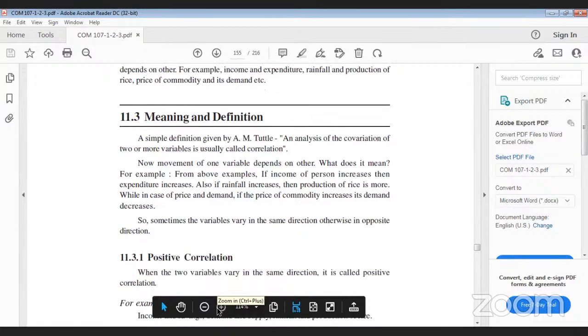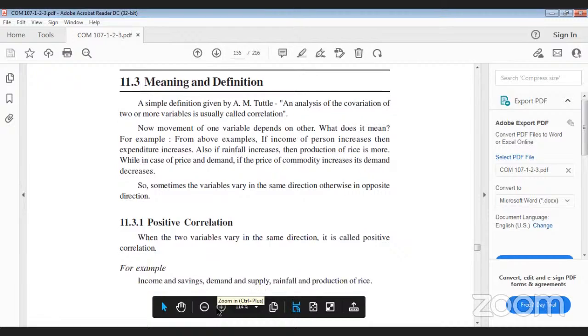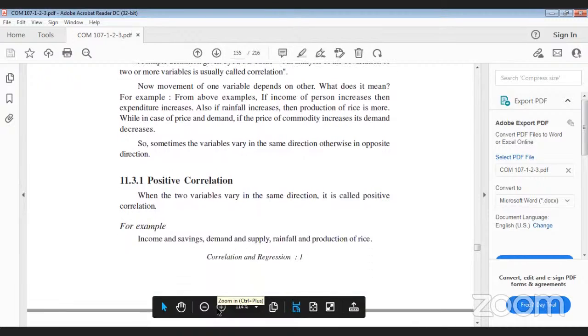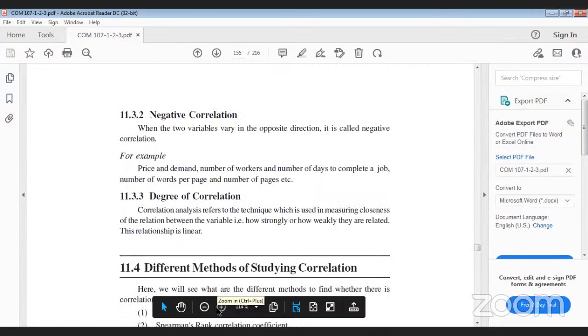And there are some types of correlation in statistics. First one is positive correlation. When the two variables vary in the same direction, it is called positive correlation. For example, income and saving, demand and supply, and rainfall and production also.